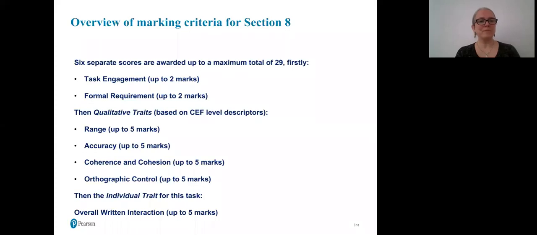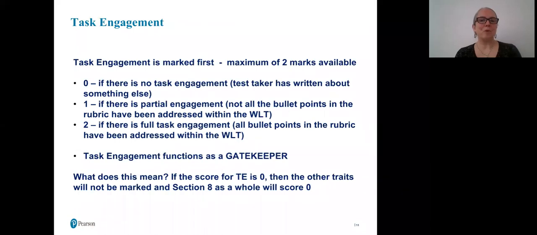And once we've done those, we would look at the individual trait for this task, which is unique to section 8. Section 9 has its own individual trait. And in this instance, that's overall written interaction, which again carries a maximum of 5 marks. So let's go on now to having a look at what these mean so that you get some understanding of how your test takers gain and lose marks.